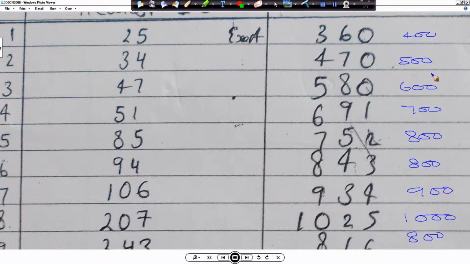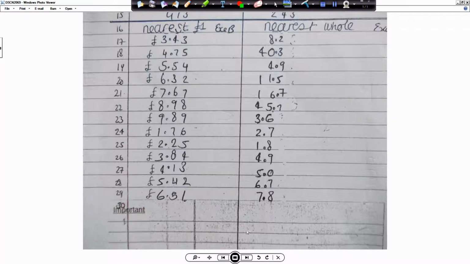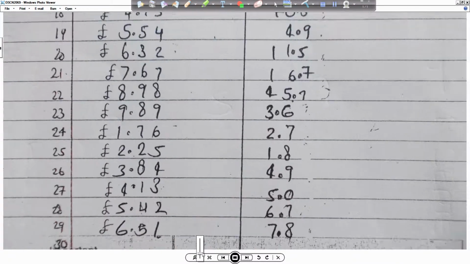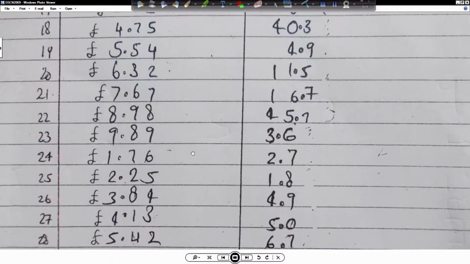Okay, folks, now here are the answers to the following section. We're going to move on now. Okay, in this next section, we're going to be rounding off to the nearest whole with decimal numbers and rounding off to the nearest pound. Now, one of the key parts of this question is we need to make sure that when we have our answers, there should be no decimal point at all in sight in our answers.